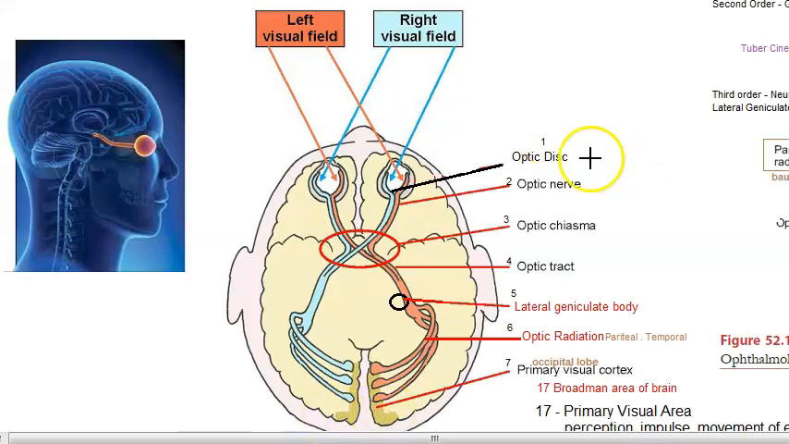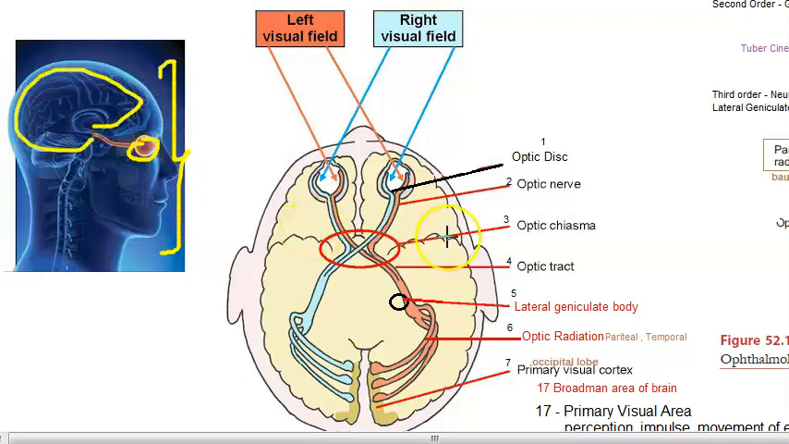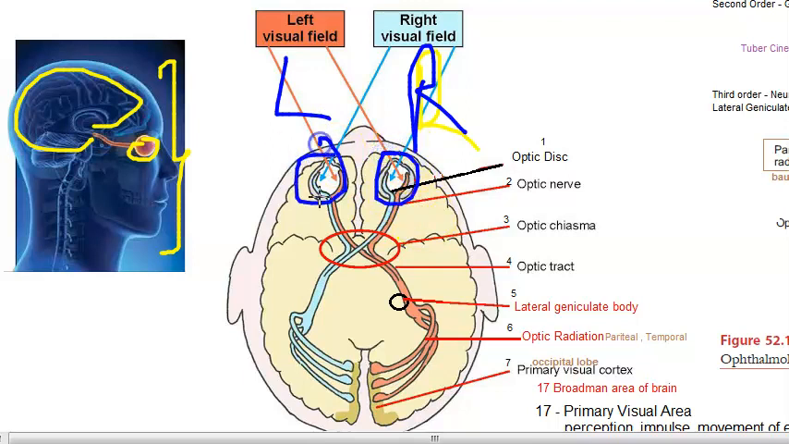Okay, so just look at this. What all are there in the visual pathway? First understand this. This is the person, right? This is his face. You can see the eye is below the brain, correct? What you're seeing here is a superior view. You're looking from the top. This is this man's right eye, and this is the left eye. You're looking from the top into his skull.